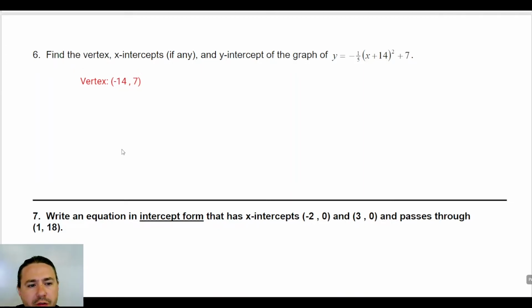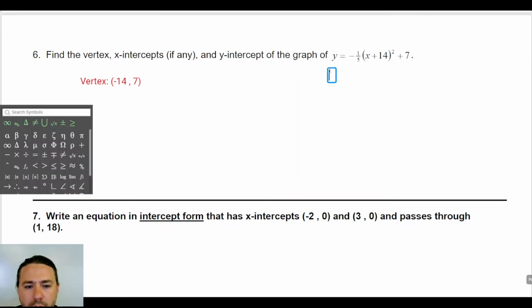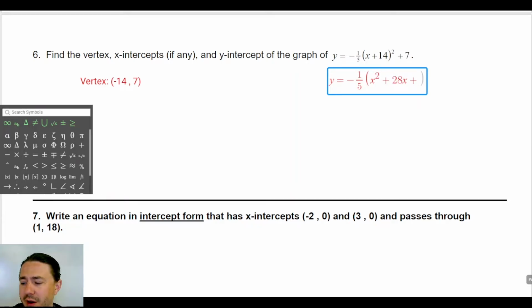Now, as far as my x-intercepts, what I'll have to do is multiply this out and then hopefully be able to factor it. I guess we'll see if that plays out nicely. And same thing with the y-intercept. I'm going to actually have to multiply this out, so let's go ahead and do that. So we've got y equals -1/5 times x squared plus 28x plus whatever 14 squared is. Let me think about that.